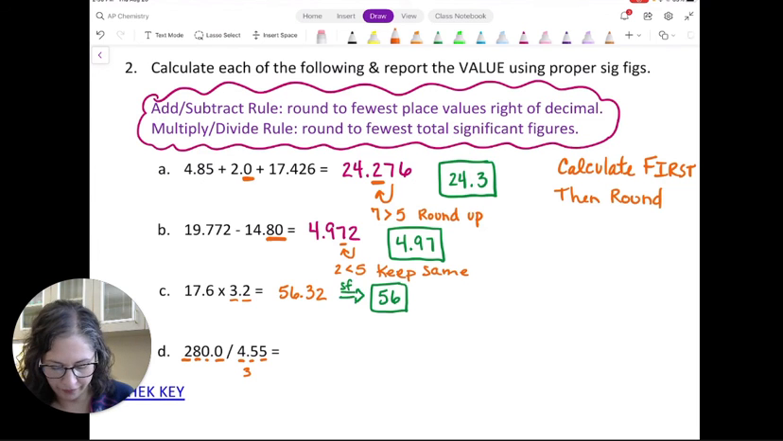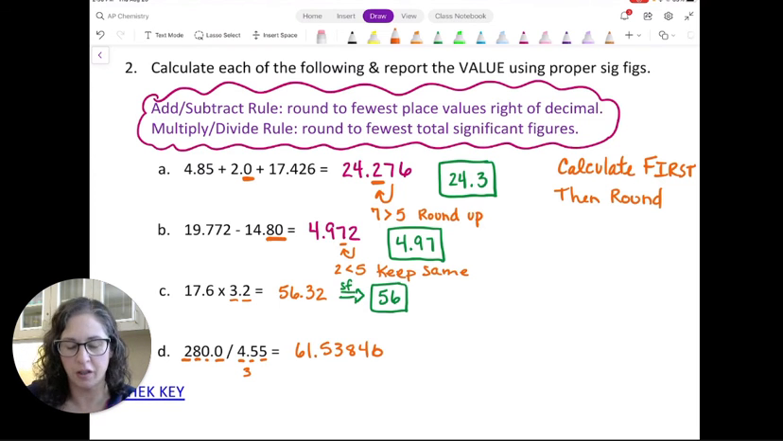So we do the math first. I get 61.53846. This is where it really starts to become important. In math, a lot of times they'll tell you how to round your value, but in science we have to know these sig fig rules.